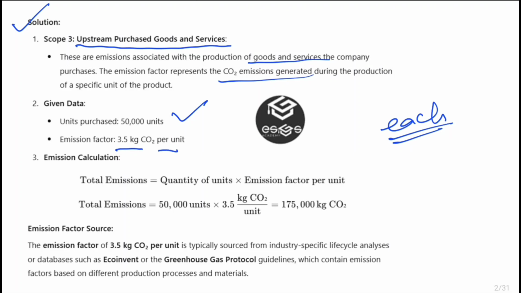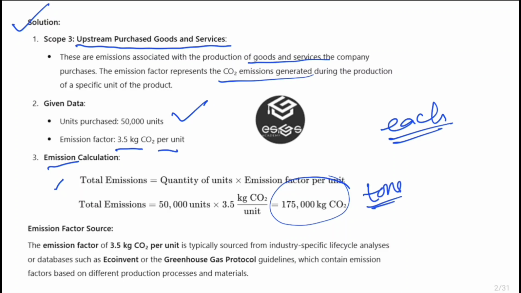Okay, then how we did the calculation, you see emission calculation. So let us have this formula: total emissions is equal to quantity of units purchased multiplied with emission factor per unit. So the solution will be like 50,000 units multiplied with 3.5 kg CO2 per unit. So this will be the answer, 175,000 kg of CO2. Okay, that you can convert into tons also.